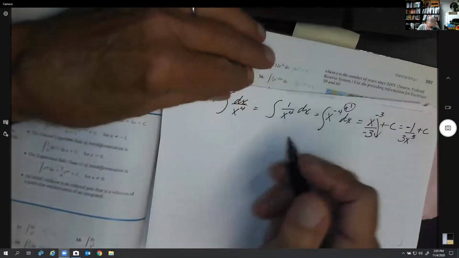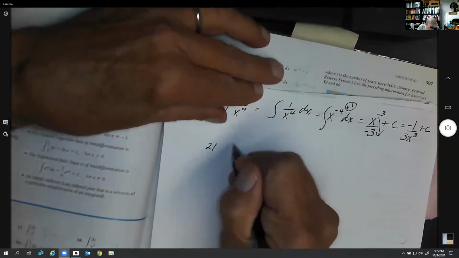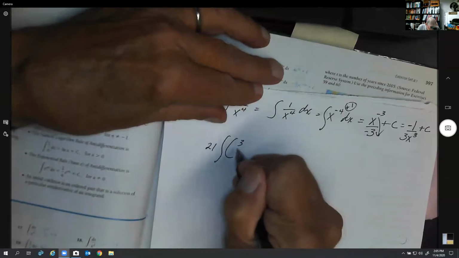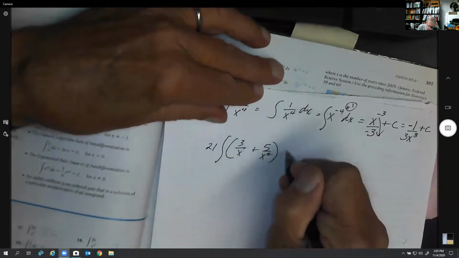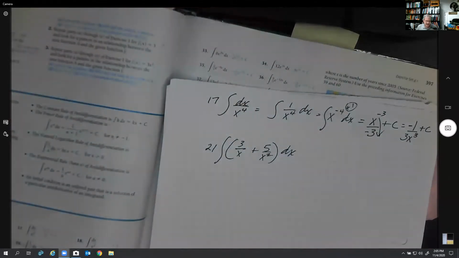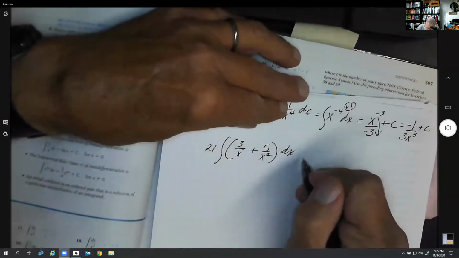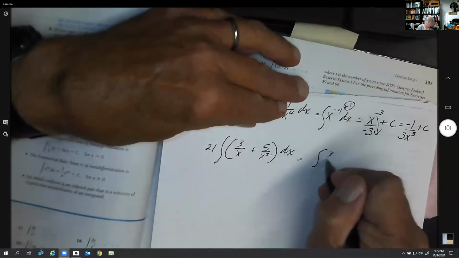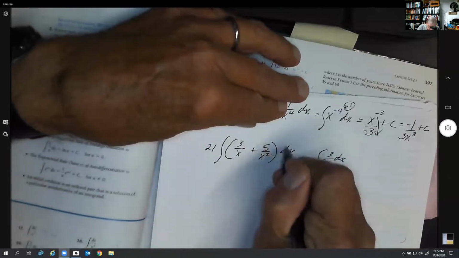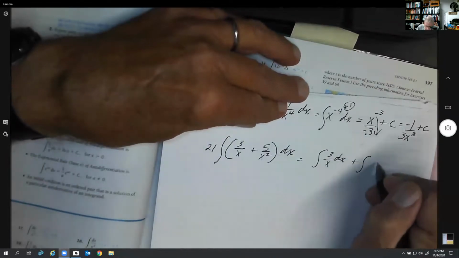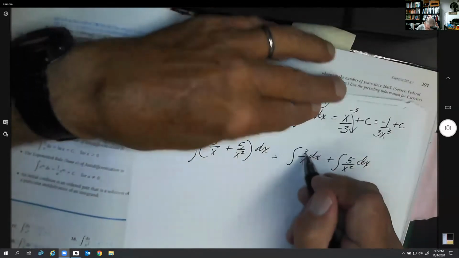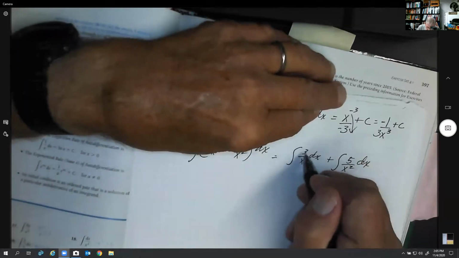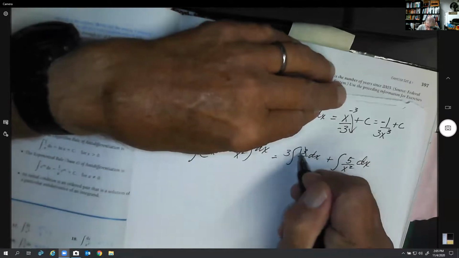How about this one? Here's an interesting one, number 21. And sometimes when the problem is kind of complicated like this, you have a parentheses or something, sometimes we do write it as two separate integrals. Just put a dx here like you're distributing, plus this integral, 5 over x squared dx. Sometimes it's easier, okay, break it apart and do each part. This is the same thing as, let's factor out this 3, and then that gives us 1 over x.